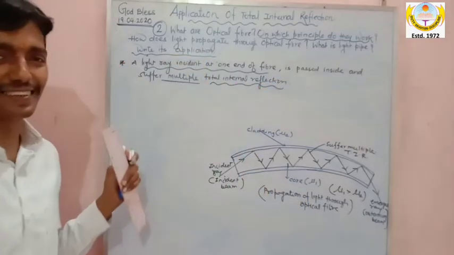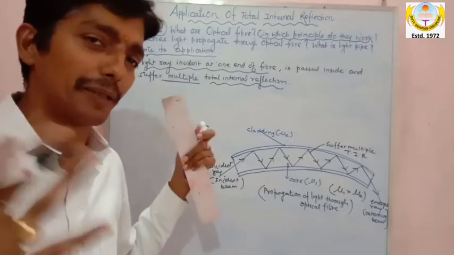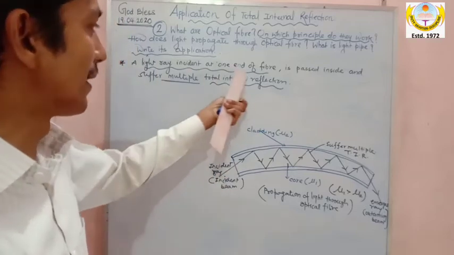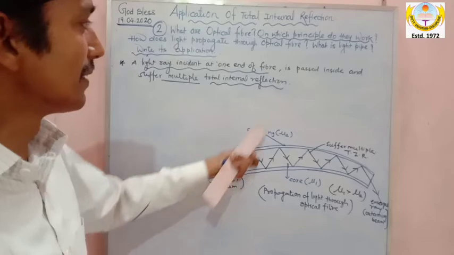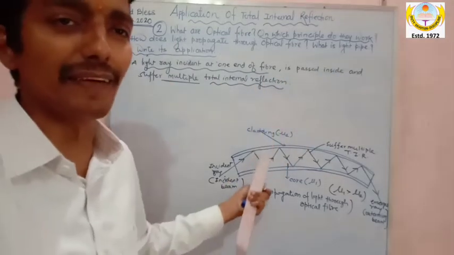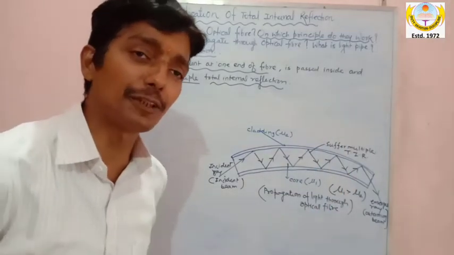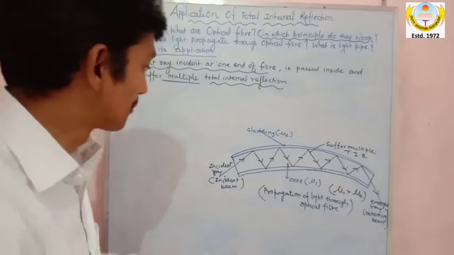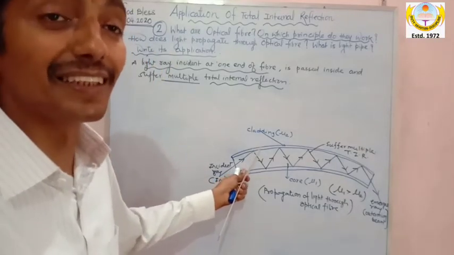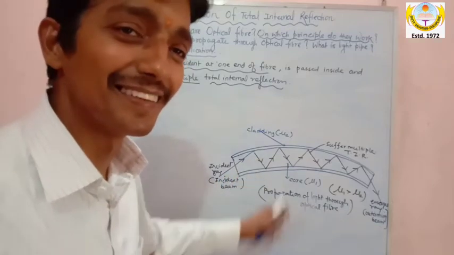So nice. What I did, there's nothing more concepts about it, my dear. Simple. The incident ray, a light ray incident at one end of the fiber, you can see, is passed inside and suffers multiple total internal reflection. And why did it suffer multiple total internal reflection? Because, my dear, every time the angle of incidence is greater than the critical angle of fiber.